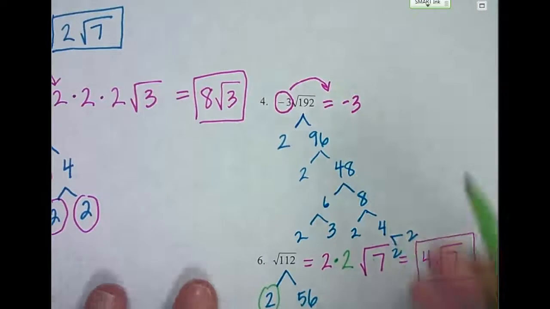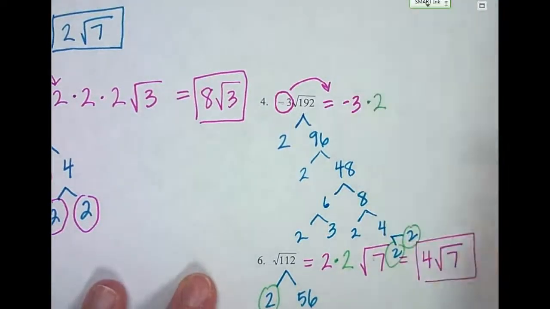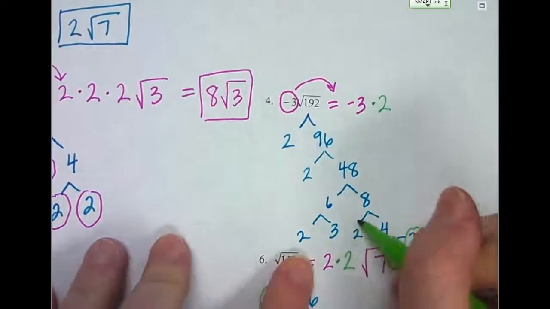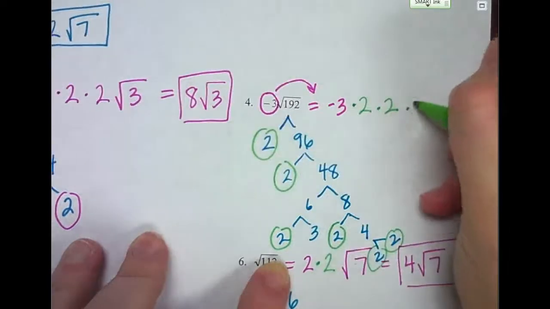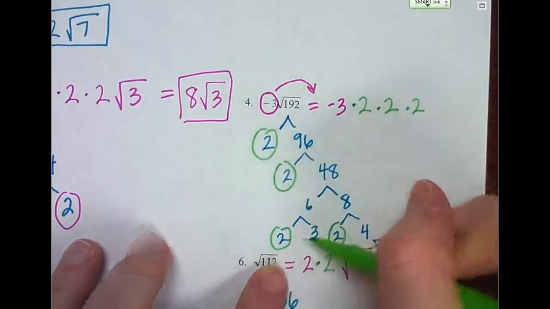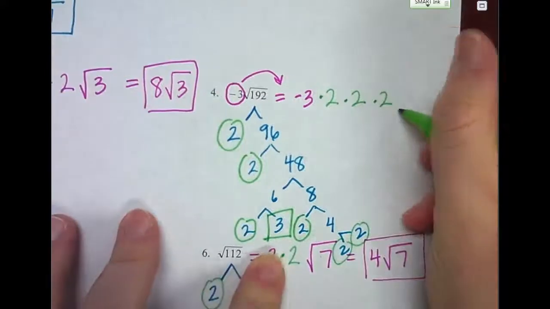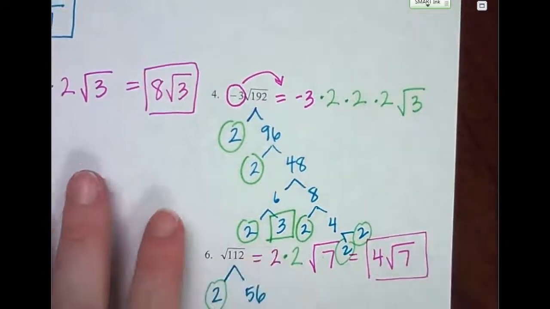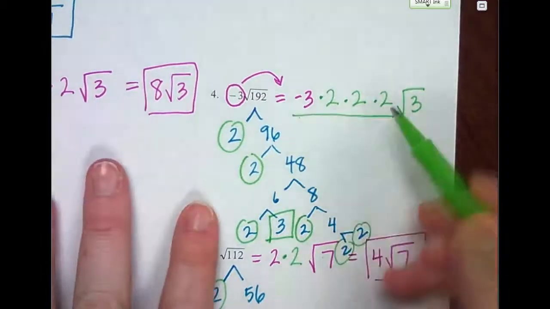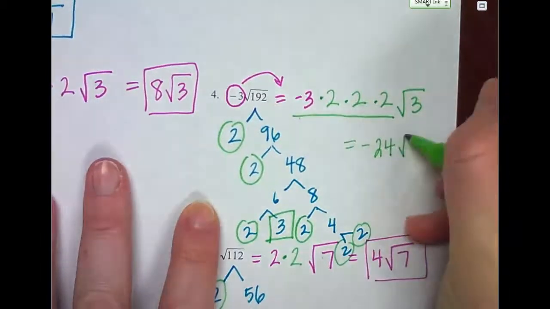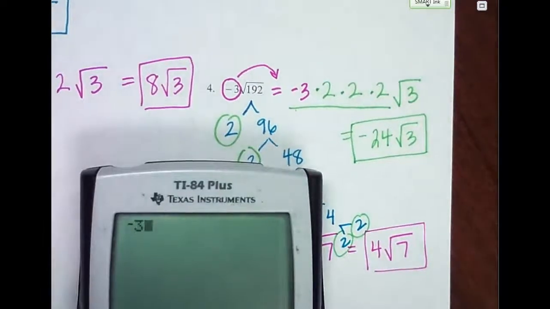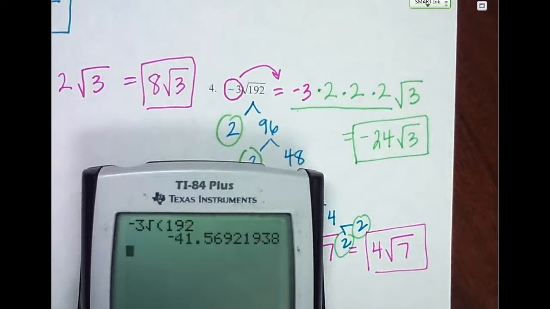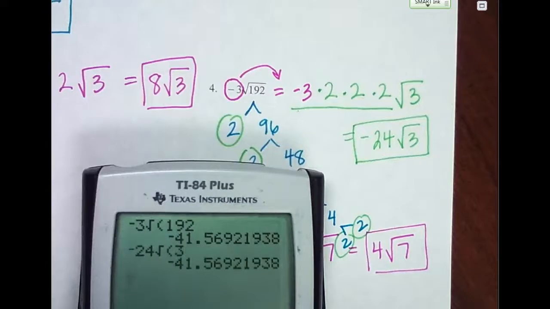Okay, so let's look at our pairs. I've got this pair of 2's down here, so I don't want to forget that. I'm going to put that up here. Then I've got a pair of 2's here. I have another pair of 2's. And then you want to make sure you've looked at all your prime numbers. Don't forget anything. There's this 3 here, so that's going to stay on the inside. So if I multiply these numbers together, I get -24 square root 3. Okay, let's check that in our calculator. So put in the original, -3 times square root of 192, and then put in your answer, -24 square root of 3. And we got the same answer.